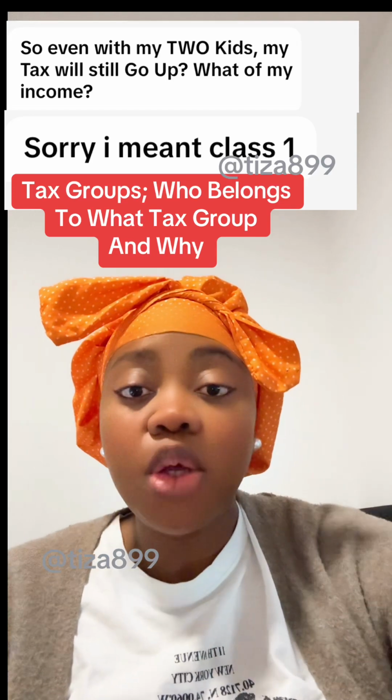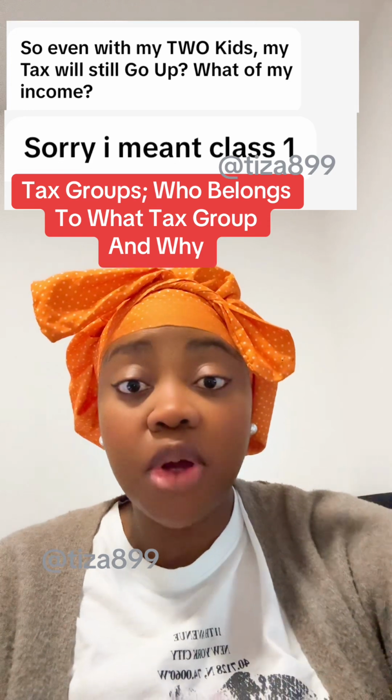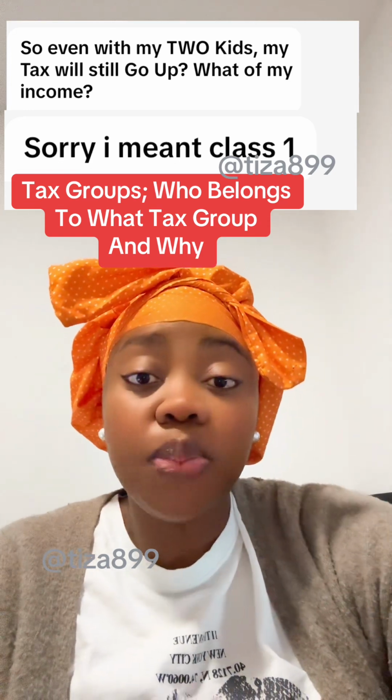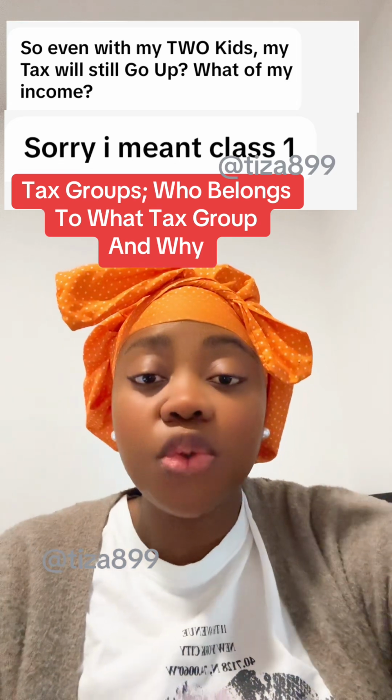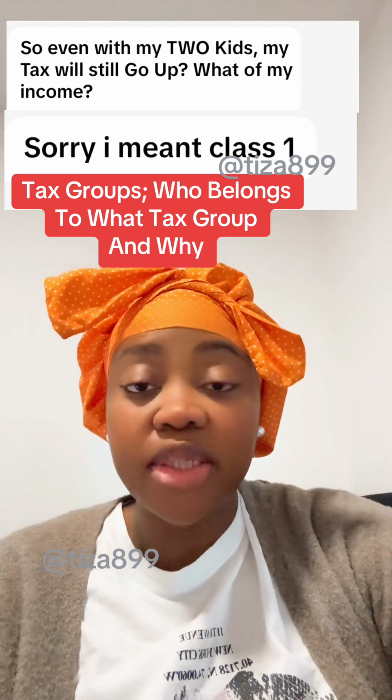Tax groups in Germany, who belongs to what tax groups and why. So all of you already know that the amount of money that you're going to take home at the end of the month will depend on what tax groups you're having. So what are the tax groups that exist here? We have from tax 1 right up to tax 6.